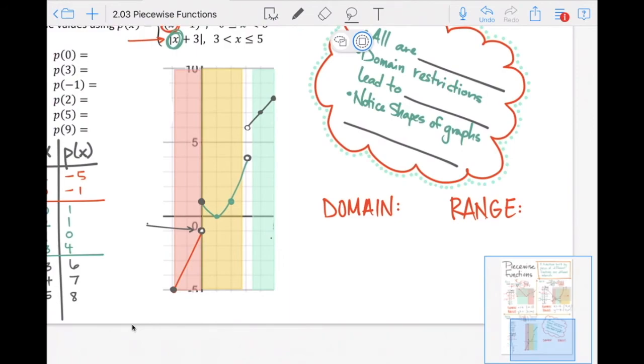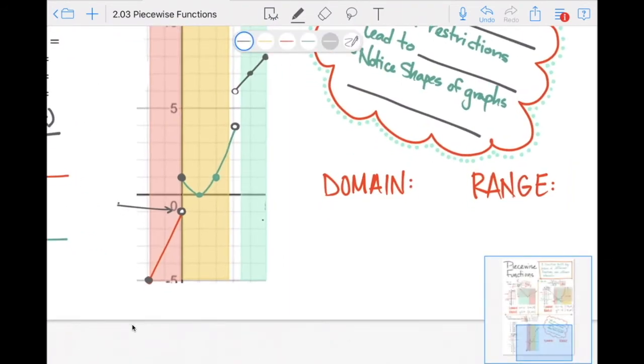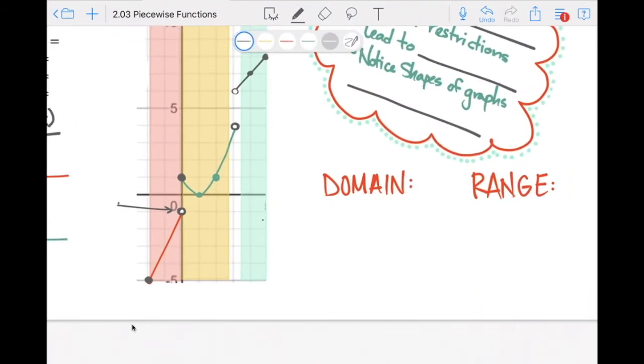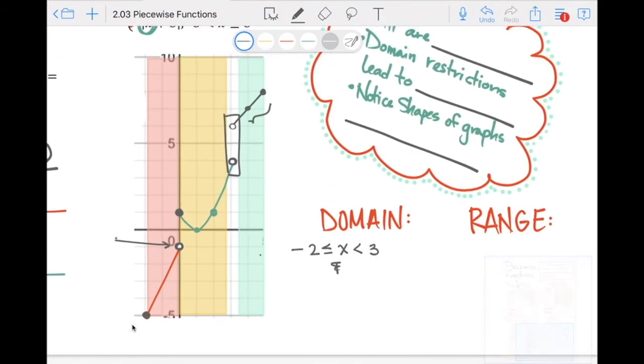All right, so this affects how we say our domain. We're going to have 2 sections here. The lowest point in our domain is -2, and -2 is included, so I'm going to have a less than or equal to. Then x, and then here, because there's a hole right here, you have to say it's less than 3. And we're going to need to do this section now.